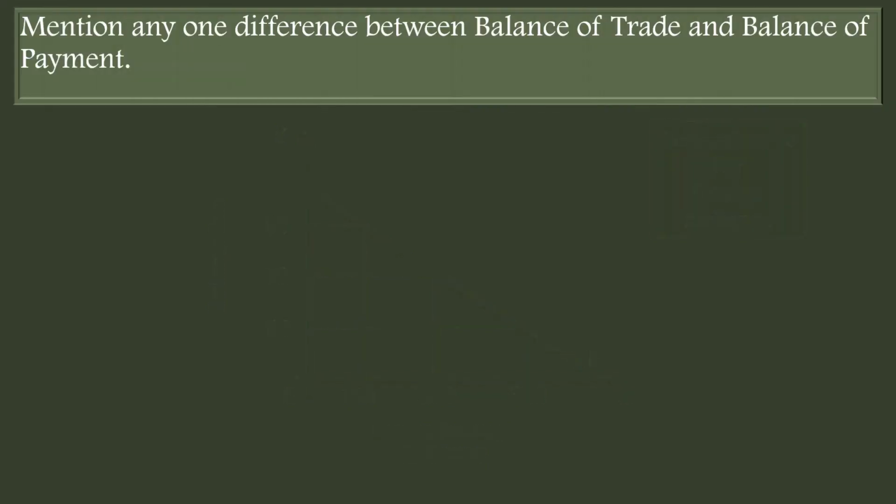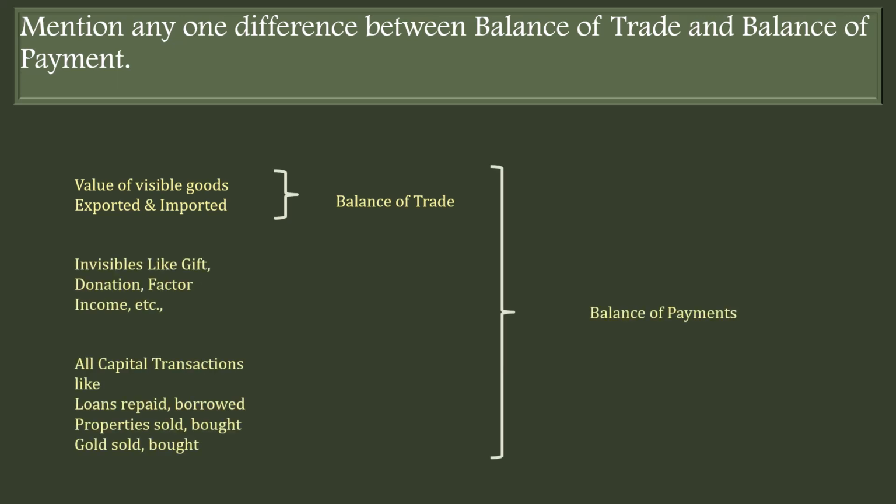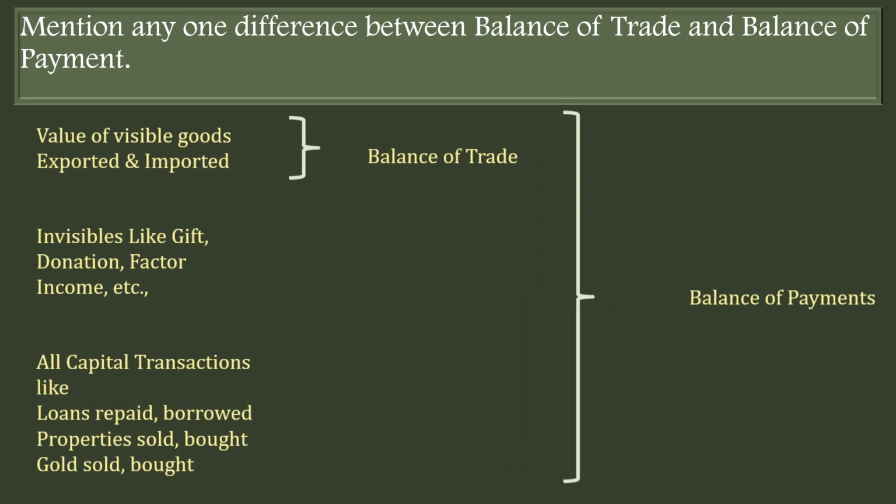Mention any one difference between balance of trade and balance of payment. Balance of trade is a narrow concept. It consists of the value of visible goods exported and imported. Balance of payments is a wider concept.